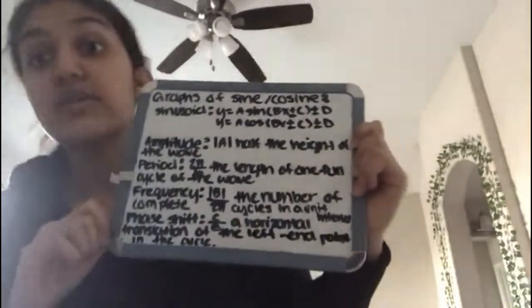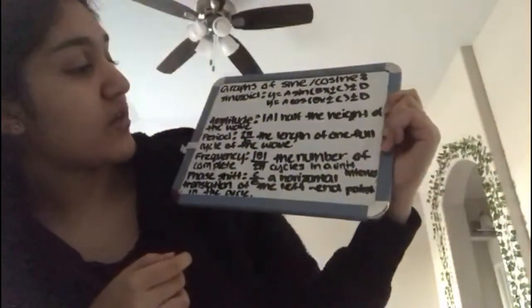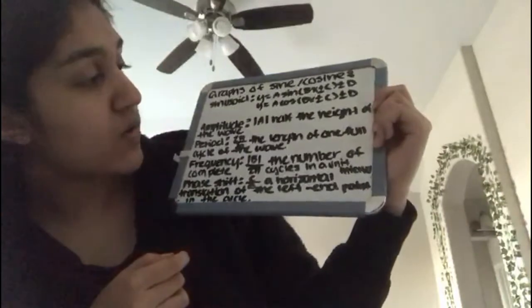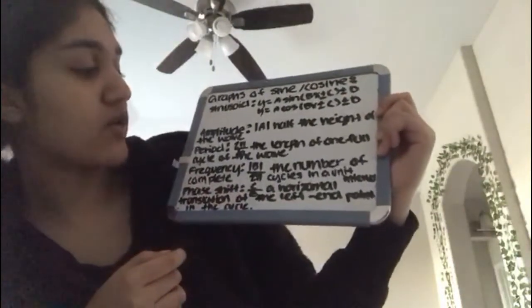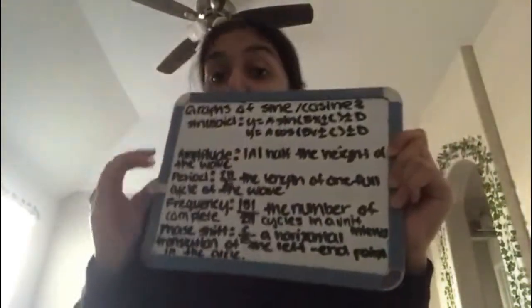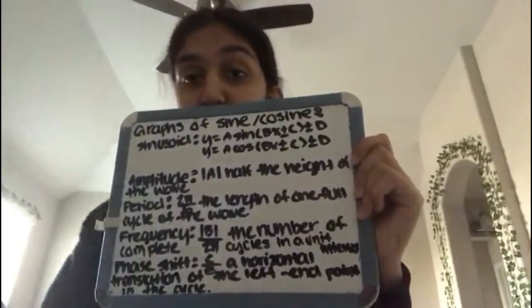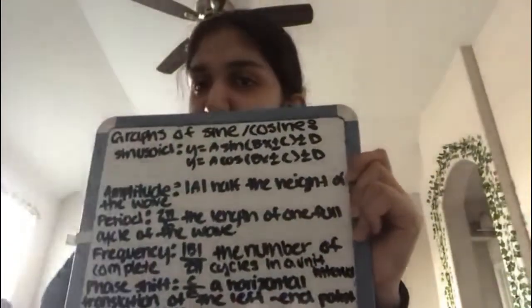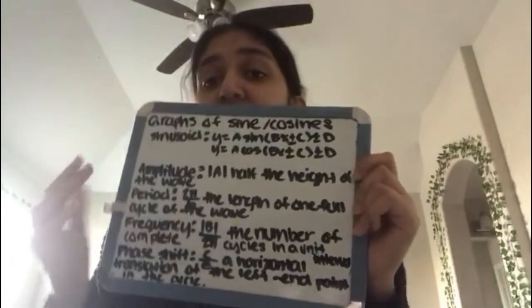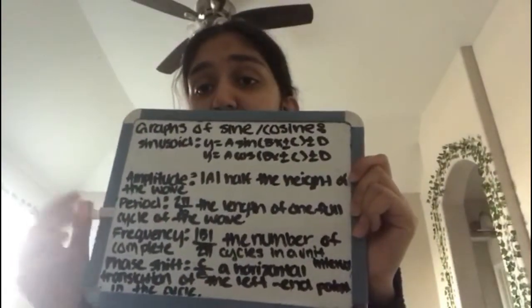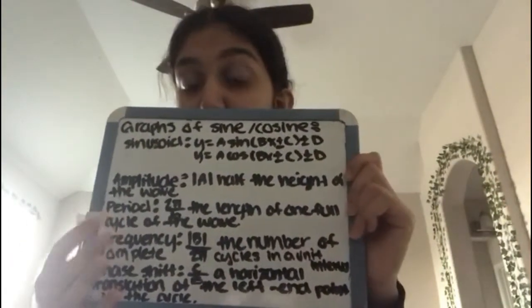And basically what the period means is the length of one full cycle of the wave. So the period is the full cycle, but the amplitude is half of the cycle. You can see the difference because of the formula they have. But this is the full cycle that you should know about, the period.